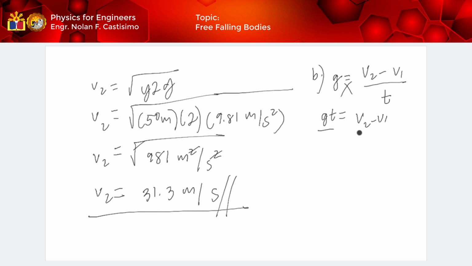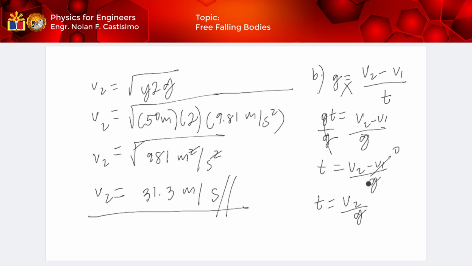Okay, so, divide both by G, kasi time ang hinahanap natin. So, T is equivalent to V2 minus V1 over G. Okay? Wherein ang V1 natin ay 0. So, magiging T is equivalent to V2 over G na lang.